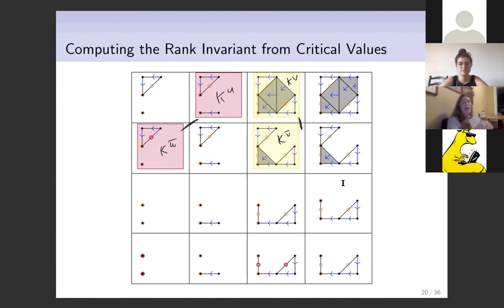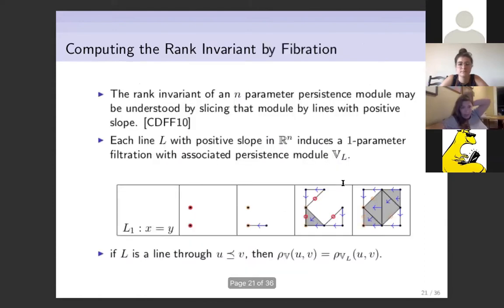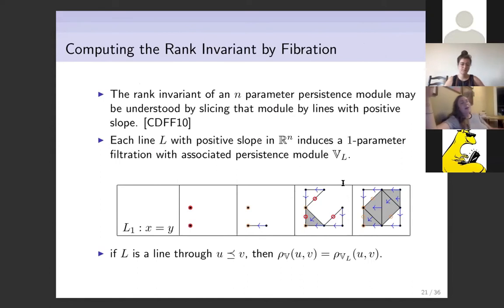So once we were able to recreate the rank invariant from this set C bar, we wanted to look at using this set C bar in computing the rank invariant by fibration. So what do I mean by this? Well, Celia mentioned it on the first slide, but it's known that the rank invariant of an n-parameter persistence module can be understood by slicing that module by lines with positive slope. So what you're doing is taking an n-dimensional problem and slicing, fibering the parameter space with these lines with positive slope to get a one-dimensional problem.